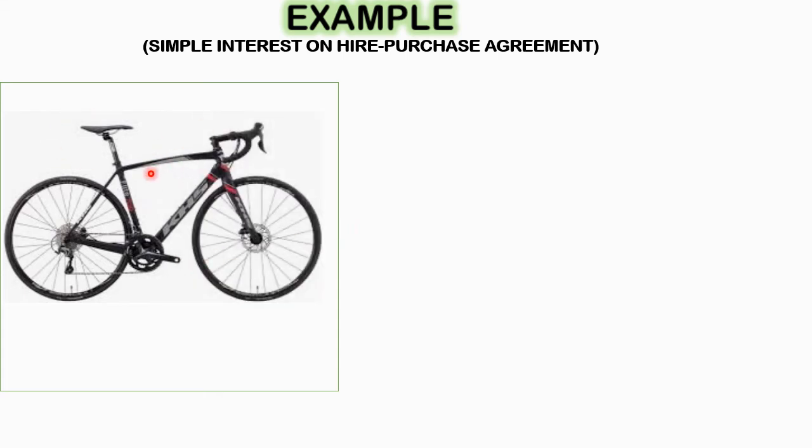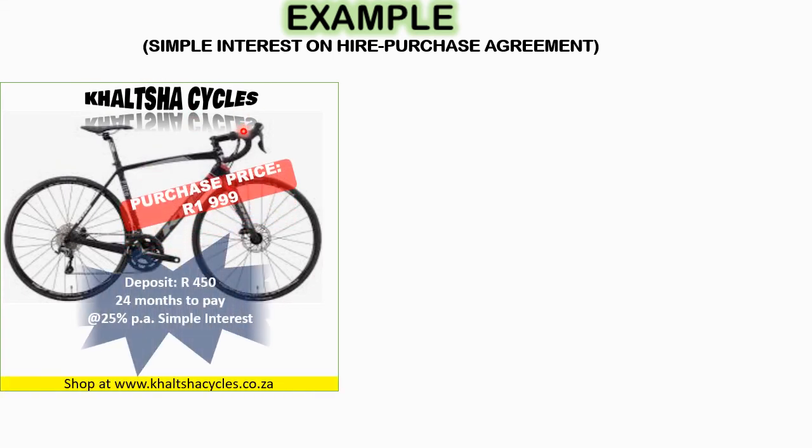All right. Now, suppose there is a shop and you want to buy a bicycle. You see these Culture Cycles on a particular website, www.culturecycles.co.za, and here is the information about the bicycle. They say you can purchase this bicycle cash. If it says purchase price, it means it's cash. If you want to buy it cash, you will pay 1,999. But you can also purchase it by hiring, but we must have an agreement. The agreement is you must pay a deposit of 450.